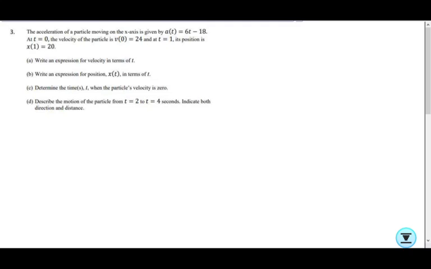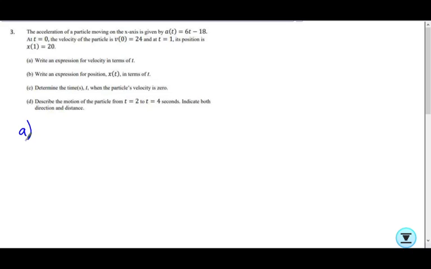All right, the last problem on acceleration, velocity, and position. And this one's a little more involved. Okay, so let's start with part A. It says write an expression for velocity in terms of t.